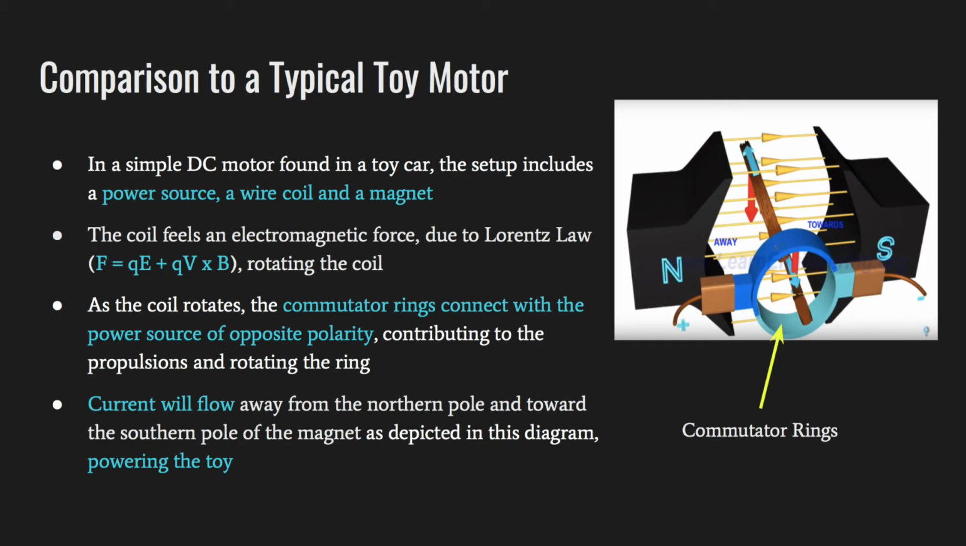The setups were the same for our in-class setup and our DC motor. They both have a power source, a wire coil, and a magnet. In the DC motor, the coil feels an electromagnetic force, which our in-class setup did as well, leading to both of their rotations. Our in-class setup lacked commutator rings, unlike the DC motor, so there is a lack of propulsion within it, and a stronger current will flow through the DC motor powering the toy.